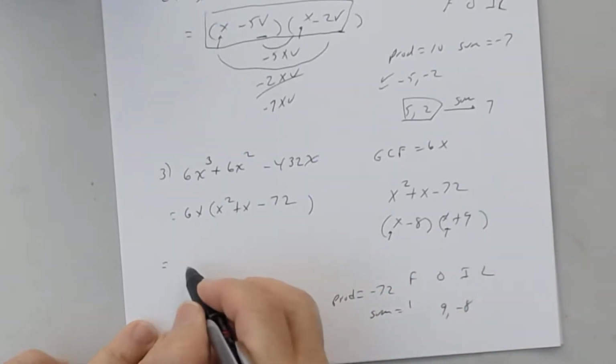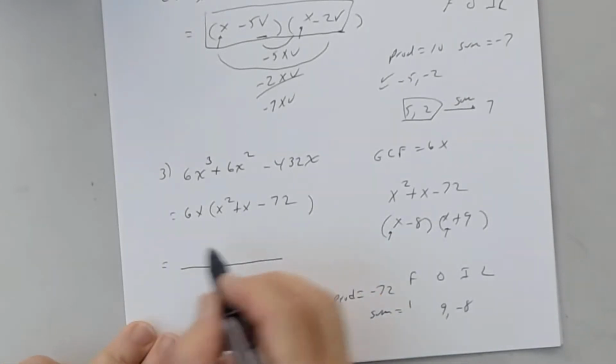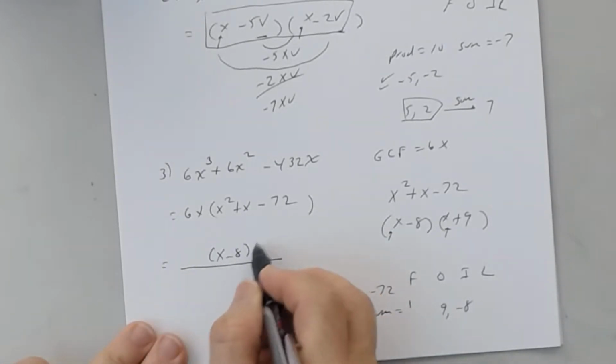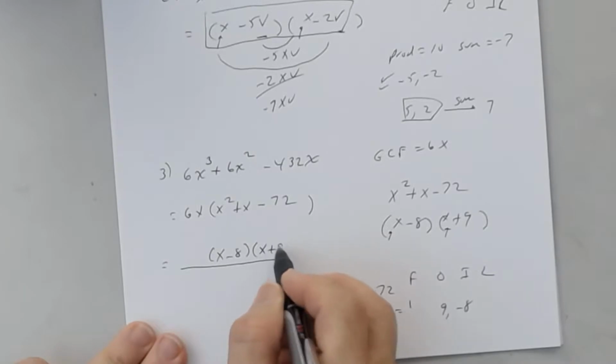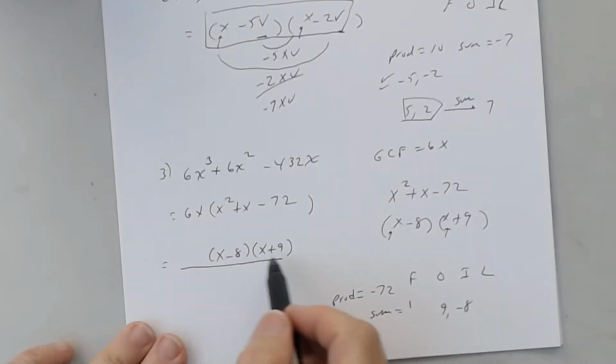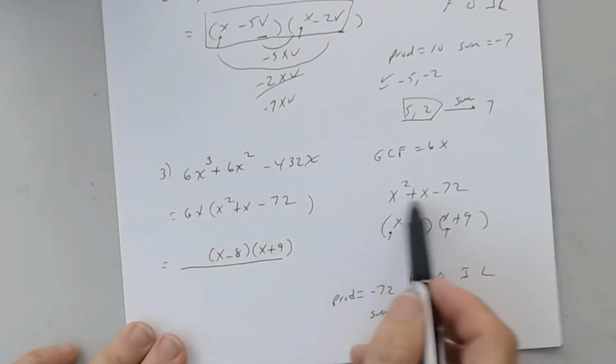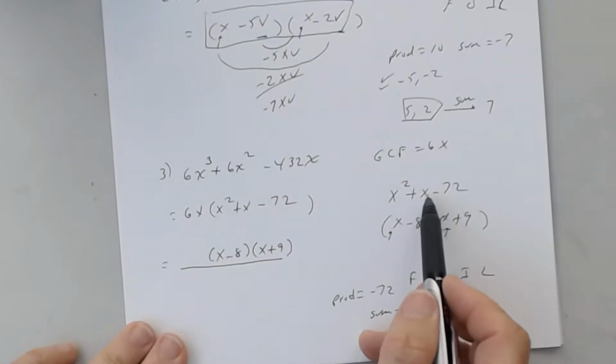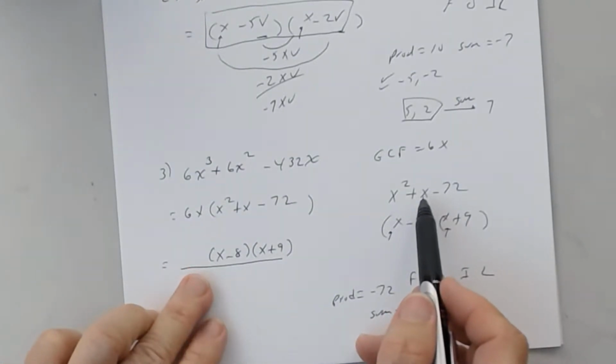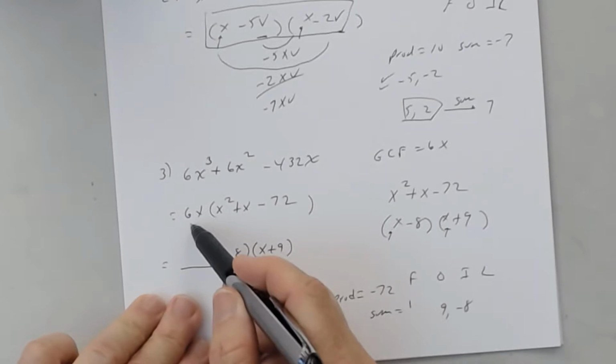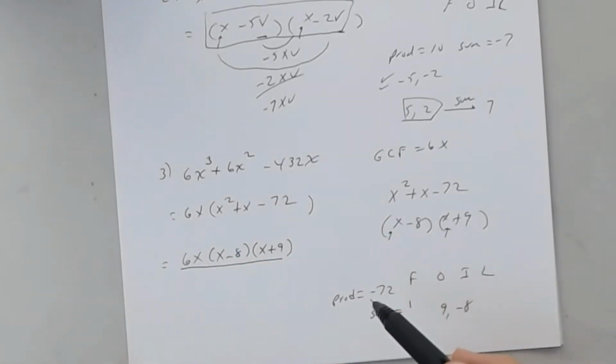But be careful. In the blank, many students will say this. That's not the factorization of the original. That's the factorization of this. What did that student forget to do? Bring down the GCF. So it's 6x times this.